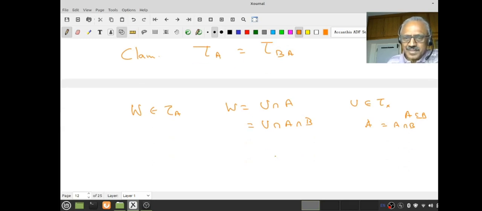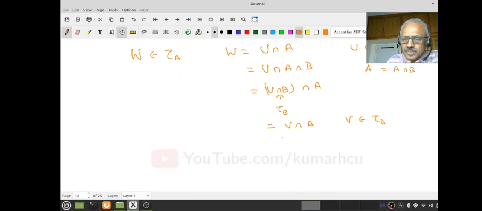Do you follow that? But this I can write as U intersection B intersection A. I hope you know how to prove this rigorously. But then where does this belong? U intersection B belongs to tau B. Therefore, this is something like B intersection A, where B is in tau B. That means W is in tau B. So I start with W in tau A, and I proved it is in tau B. So pause, review, proceed.